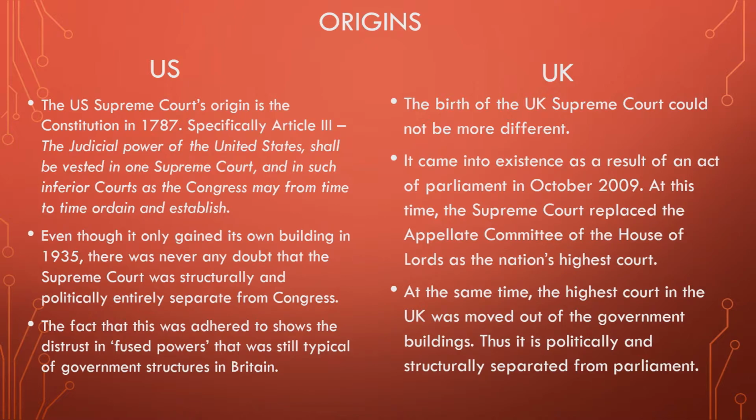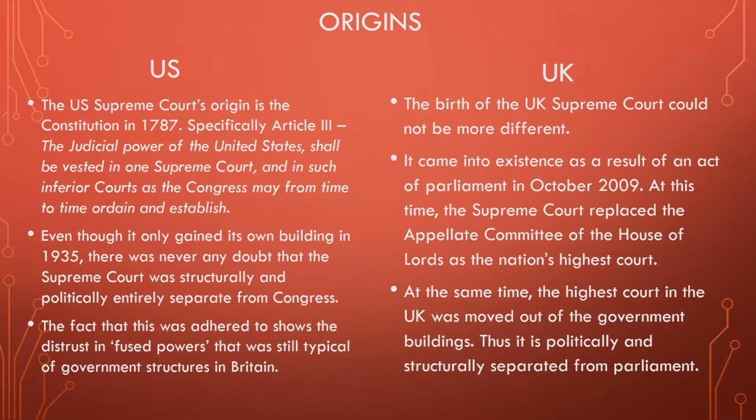It came into existence as a result of an Act of Parliament in October 2009. At this time, it replaced the Appellate Court in the House of Lords as the nation's highest court. The Appellate Court had similar powers to the Supreme Court, but it wasn't seen as separate because it was part of the House of Lords, and it was ruled by lords from the House of Lords, and so it wasn't separate from the lawmakers because the House of Lords is a house of legislature. So therefore, it was never seen as separate.